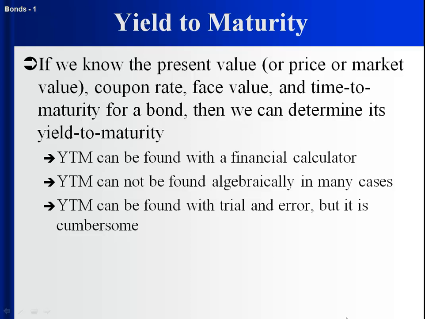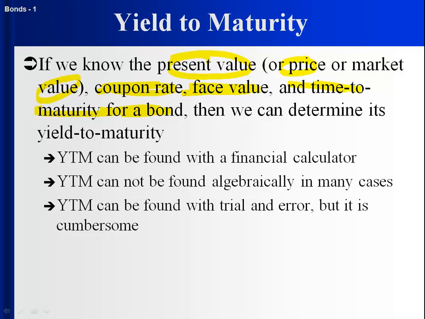Recall that the yield to maturity is the expected annual return for a bond. We can find it if you know the present value of it, so it's the price or the market value, and you also know what the promised cash flows are. Those come from the coupon rate and the face value, times to maturity, as well as the frequency of payments, whether it's annual or semi-annual. Then you can find the yield to maturity of a bond.